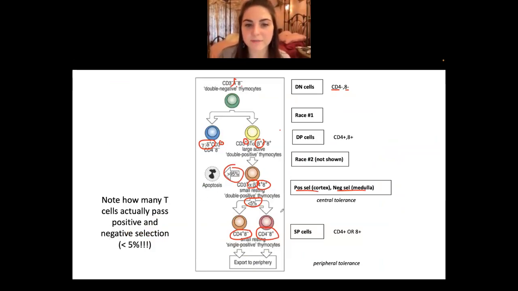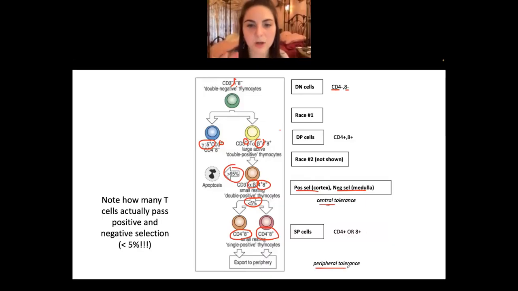Only less than 5% actually make it out of here. So positive selection and negative selection is a pretty intense process. And then back to these ideas of central and peripheral tolerance. When we're talking about central tolerance, think your primary organs. So central tolerance with T cell development is going to be in the thymus.